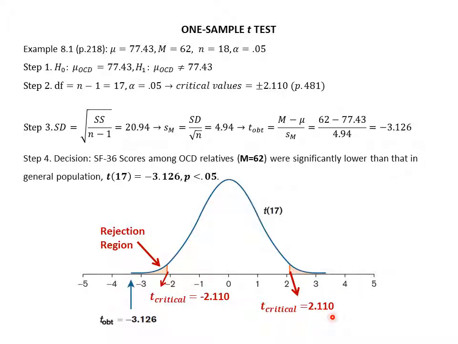And the table only provides positive values, but we know the distribution is symmetrical. So the left tail's cutoff value, the critical value, is minus 2.110. And the pink area is our rejection region.